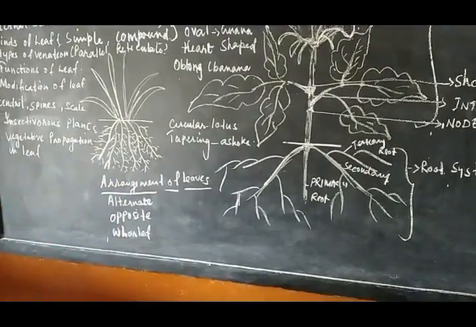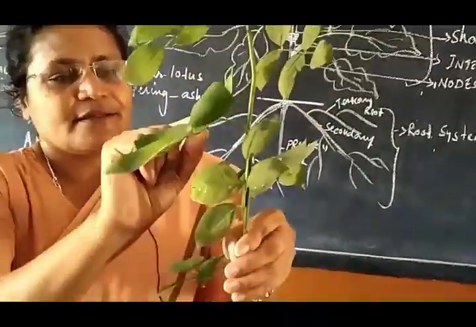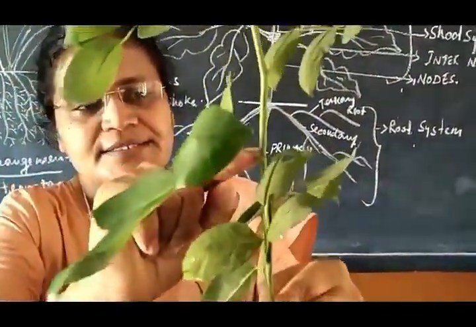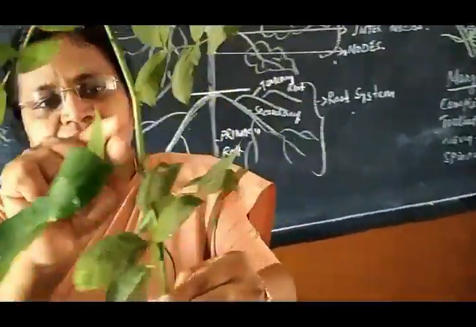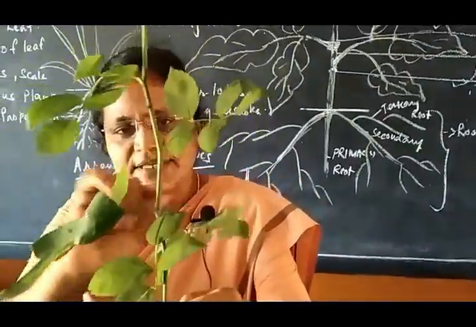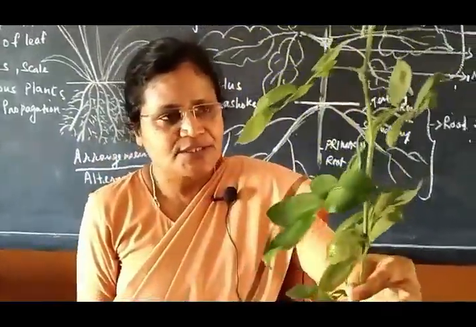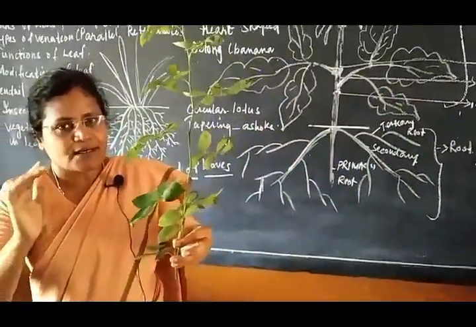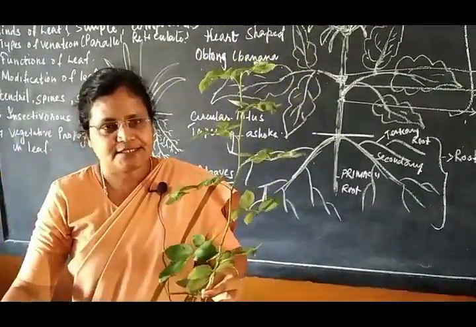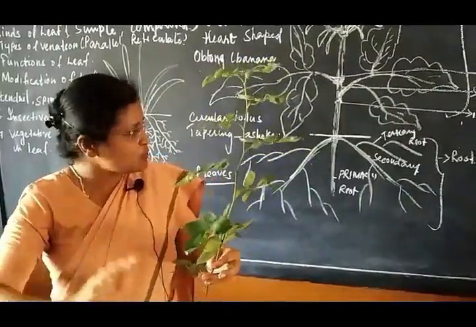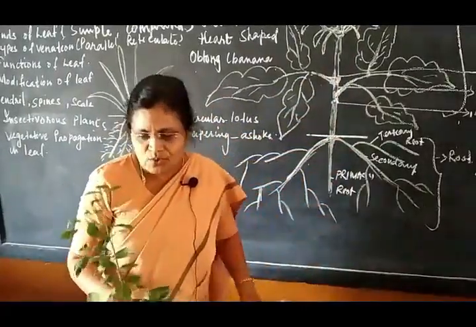Just to show you an example, you look here, the region from which the leaf arises is called your knot. You see here the leaf is arising, here the leaf is arising, and the region between the two nodes is called the internode. So thus the shoot system has the stem, the branches, the leaves, the flowers, the fruits and the seeds. The shoot system bears all these different parts of the plant, whereas the root system bears only the roots.